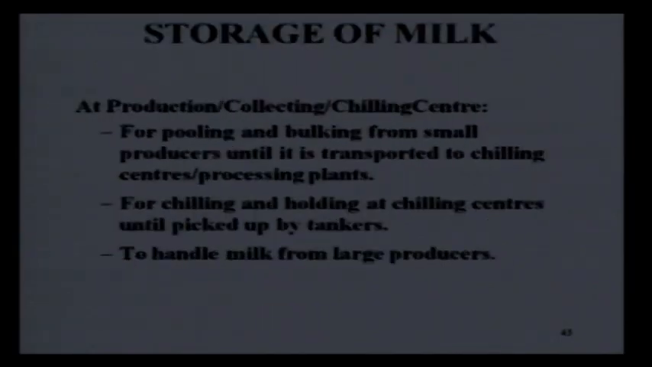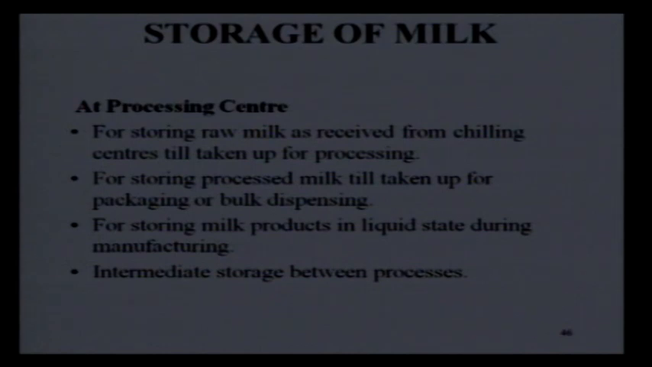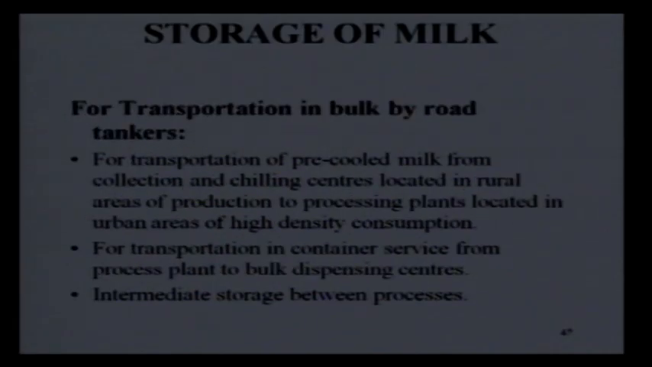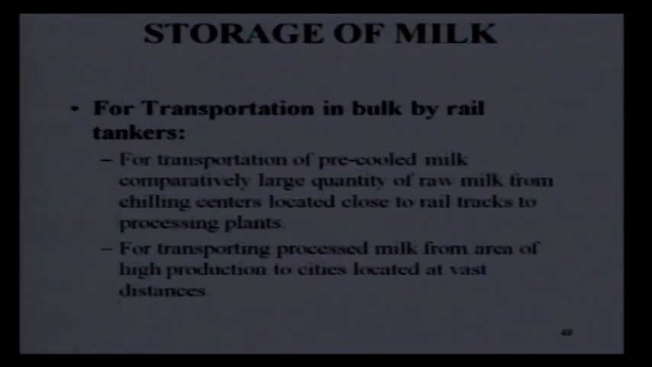Now, storage of milk at a production, collection or chilling center is primarily to collect the milk and then store it for further transportation. Storage of milk at the processing center is mainly in milk silos, and the purpose is also mentioned there. Similarly, there is the purpose of storage of milk in road tankers for transportation by road, and similarly for rail tankers.